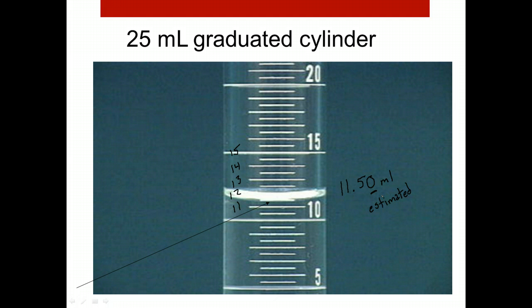All right, that is the tricky part, because a lot of times we'll just put 11.5, but we need to remember to add our estimated digit. That tells your audience or whoever's reading your data how precise your measurement is.